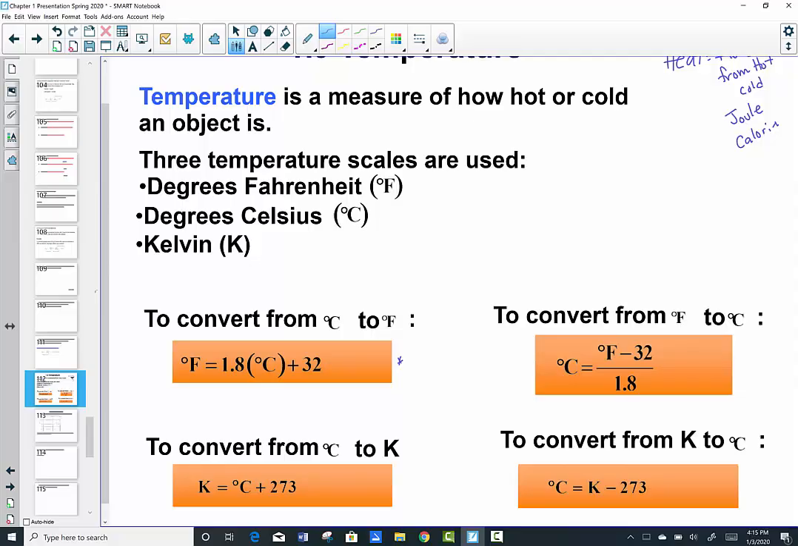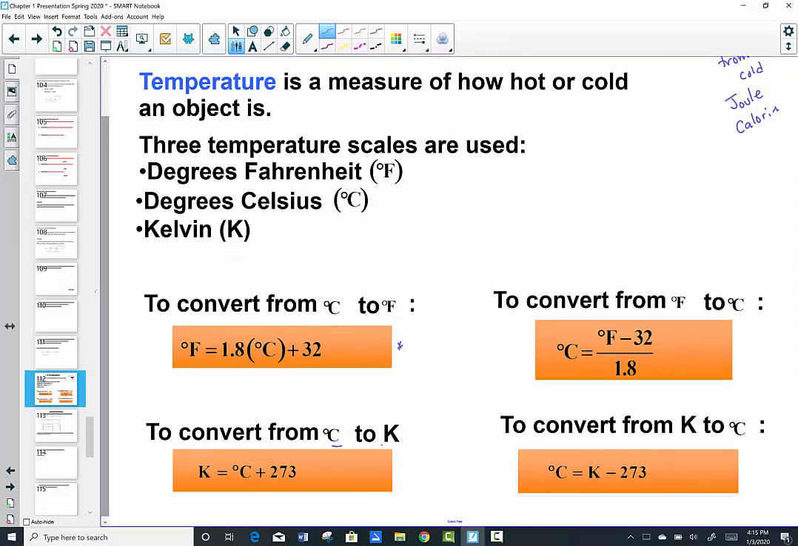And of course, Kelvin and Celsius are related by a factor of 273. So to convert from Celsius to Kelvin, we add 273 to the Celsius. And if we want to get back from Kelvin to Celsius, we're going to subtract out the 273. These equations we'll need to memorize in order to be able to convert from one to the other. So I'll just make a quick note. Know these conversions.